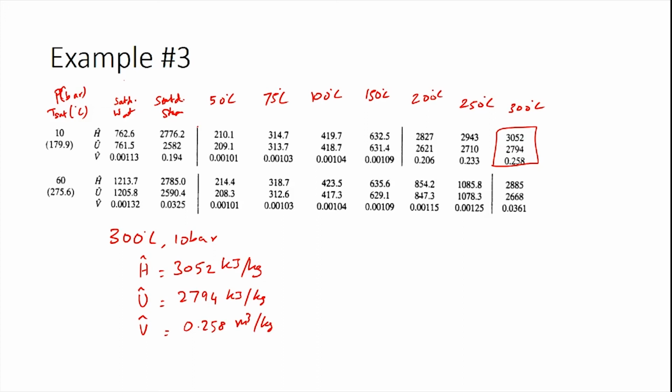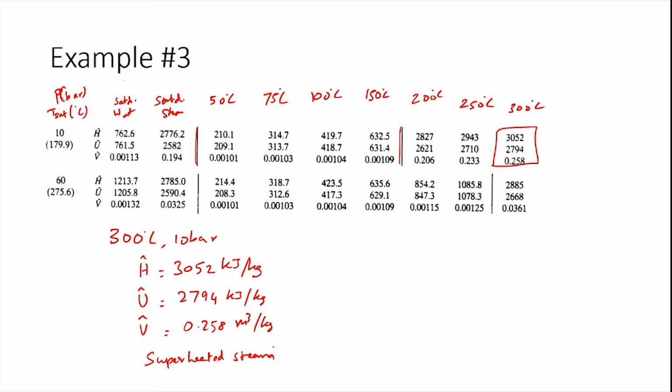So, these lines that you see here are actually the boundaries of the step shaped box which we saw earlier. So, this particular point lies outside the step shaped box, indicating that this would be a superheated steam. So, the condition here is superheated steam.